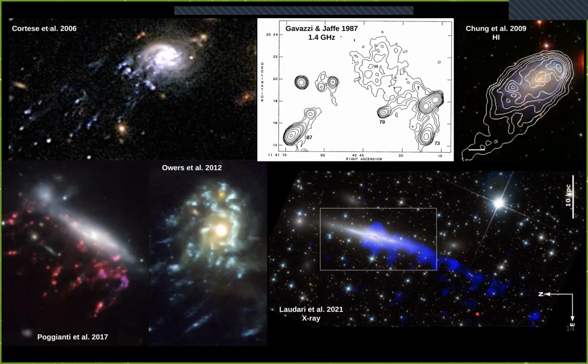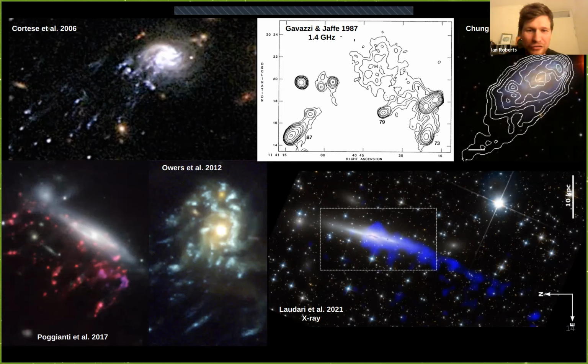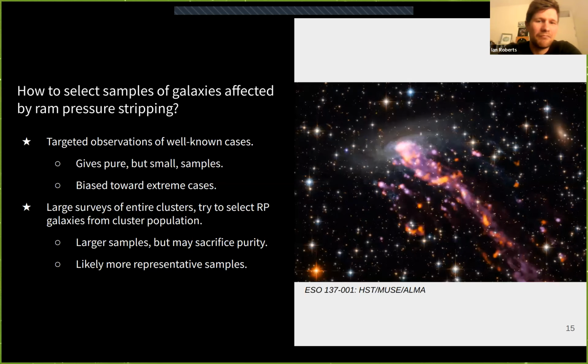And so these tails are really multi-wavelength objects. And I'm going to use this sort of broader definition of a jellyfish galaxy throughout the talk, just to mean any star-forming galaxy which has one of these one-sided tails in a group or a cluster. So I talked a little bit about why it's important that we can identify these objects. But so how do we do this?